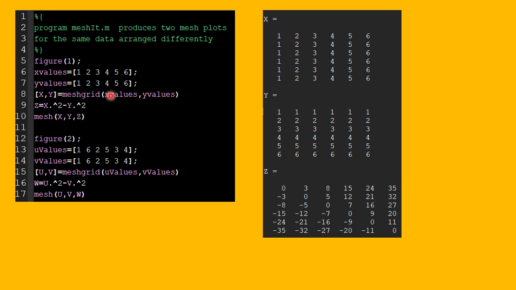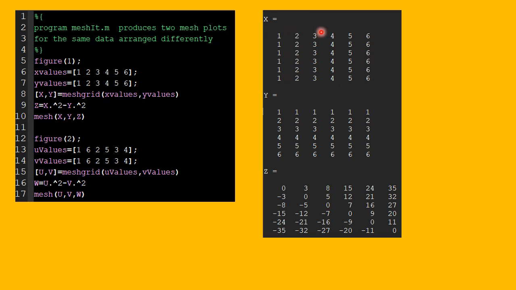Then in the next line, we're going to use the meshgrid command. The array which has x in it first, y in it second, two arrays, capital X, capital Y, is equal to meshgrid of the x values and the y values. The x values were 1 through 6 in order. The y values were also 1 through 6 in order. When line number 8 is executed, what are the values stored in X and Y? If we look over here, here's part of the output.